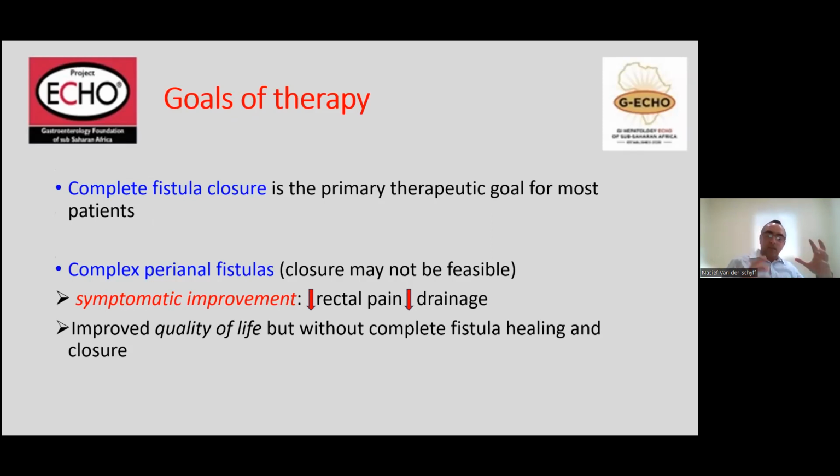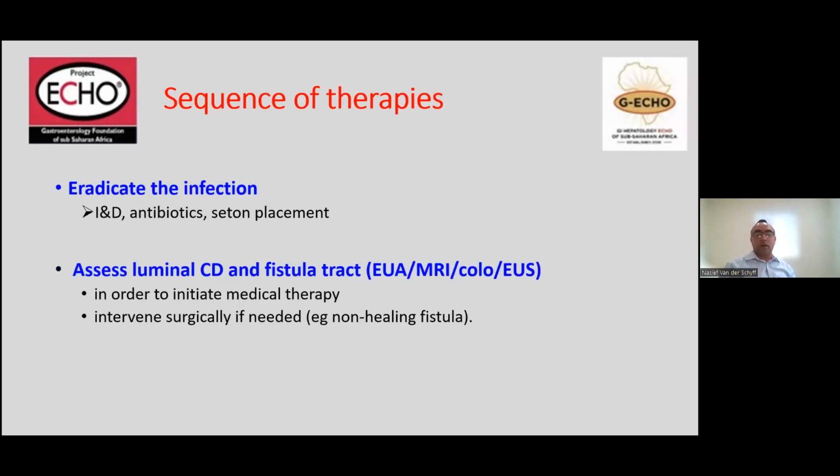However, because this is such a difficult condition to control and many patients have this problem for years, it may not be possible to have complete fistula closure. In this context, symptomatic improvement to improve quality of life is very important. And symptomatic improvement, to decrease rectal pain and to decrease drainage, could be the next outcome for patients where it's very difficult to treat. In terms of how we follow up our therapies, number one would be to eradicate infections.